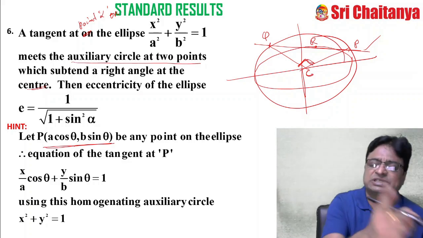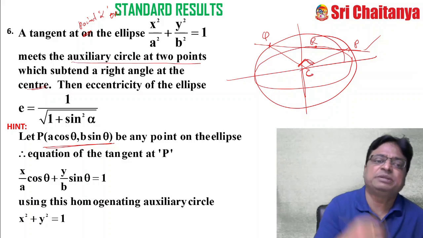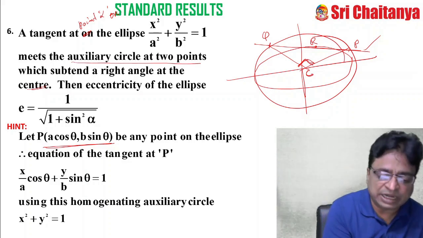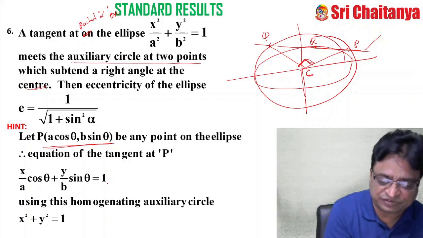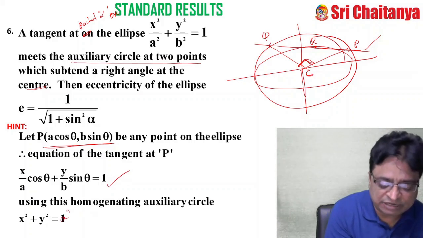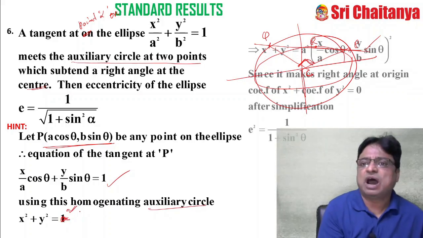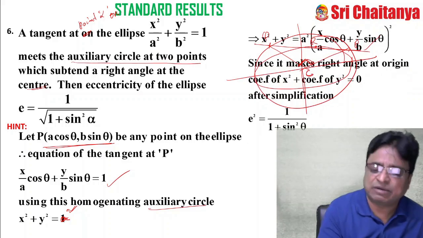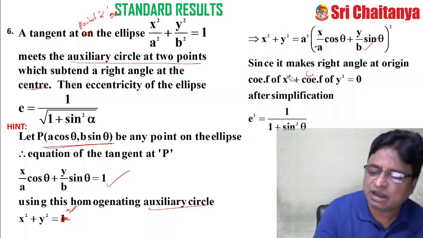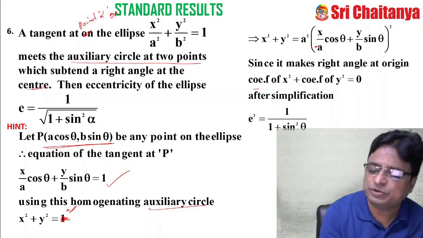We already discussed this point in the auxiliary circle. There I introduced the parametric equations of the ellipse and any theta point on the ellipse also. And the equation of the tangent at P, this I have taken. Using this, I am homogenizing the equation of the auxiliary circle, x square plus y square is equal to a square. After homogenizing, what happens here? The coefficient of x square plus the coefficient of y square is equal to 0.